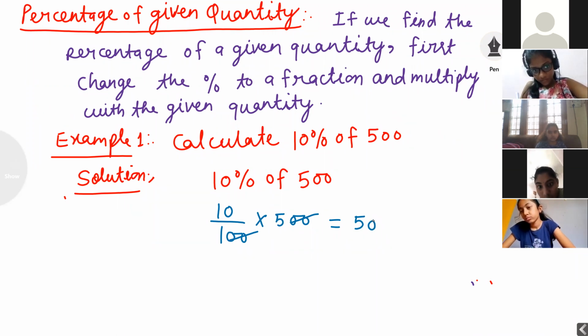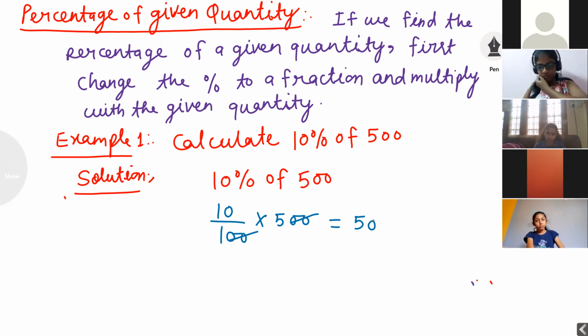Whatever concept I have given, the same concept I have applied here. Change the percentage to a fraction and multiply with the given quantity. 10% of 500 means 10 by 100 into 500. 20 up and down cancel. Then 10 into 5 is equal to 50.